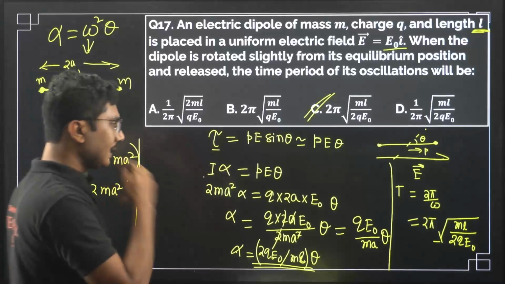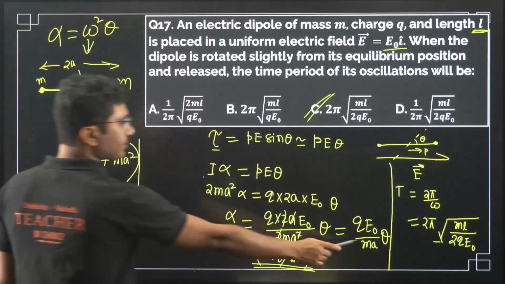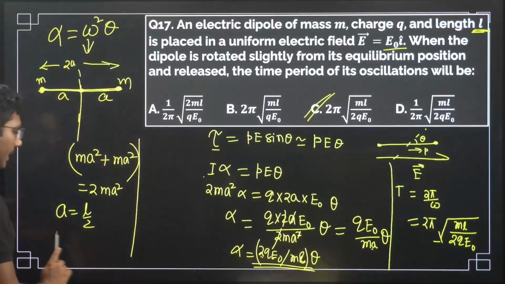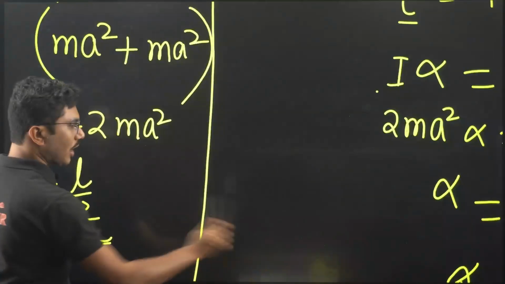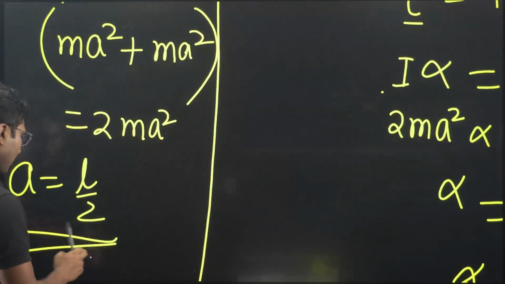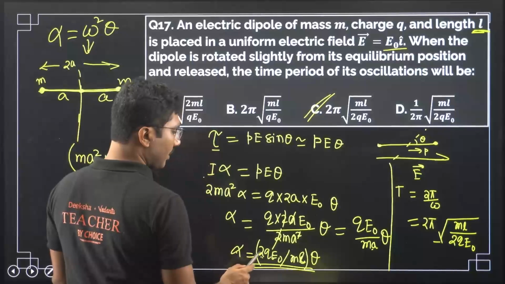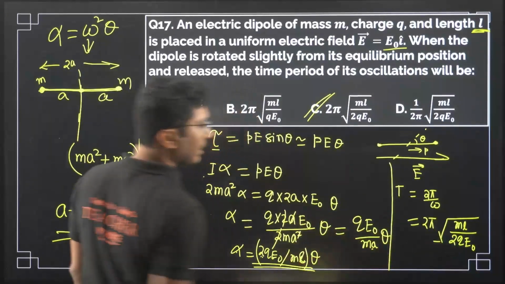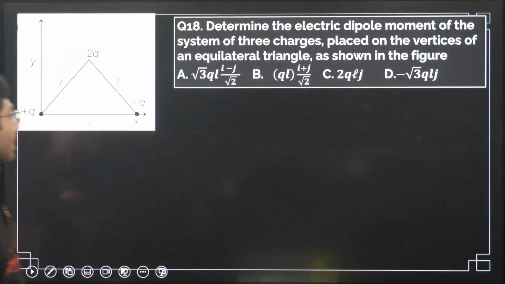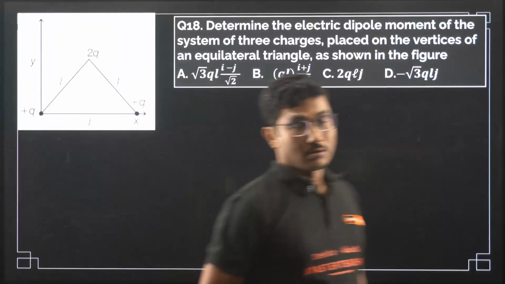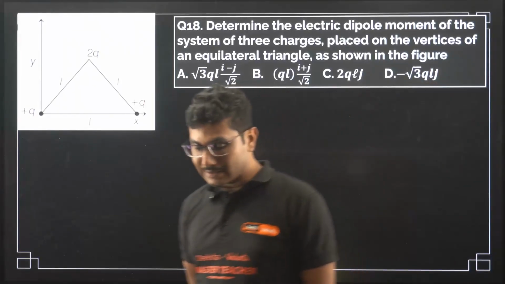Clear? Why does 2 come over here? Because we have to substitute A with L by 2. So with L by 2, the division by 2 will go up, it will come up, and that's why 2 is coming in the denominator. Be careful with these values. Students sometimes get confused, and even though they know the process, they are not able to answer the questions.